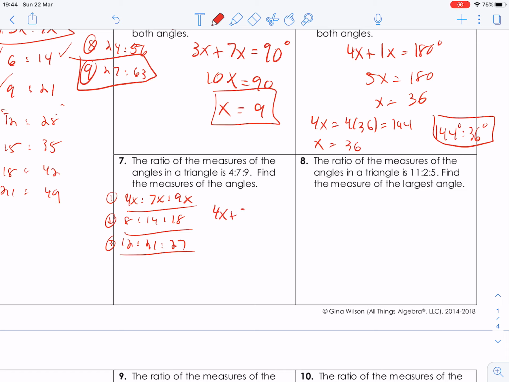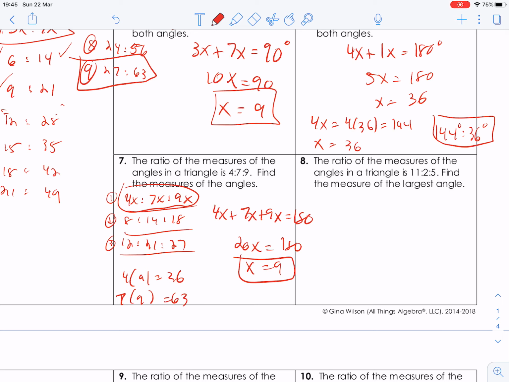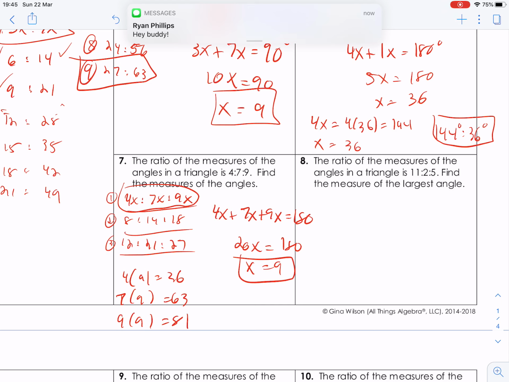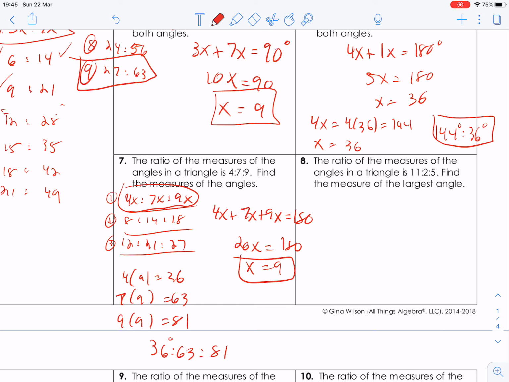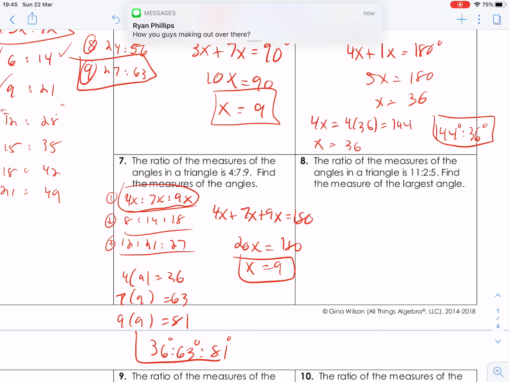So we can do it the algebraic way. And that's why algebra is so nice. So we get 20x equals 180. X equals 9. So now we plug back in. So 4 times 9, 36. 7 times 9, 63. And 9 times 9 equals 81. So our ratio would be 36, 63, 81. Boom.